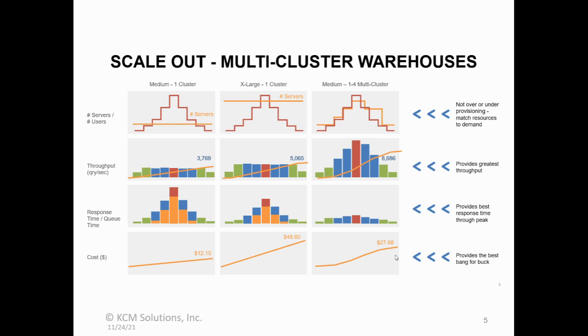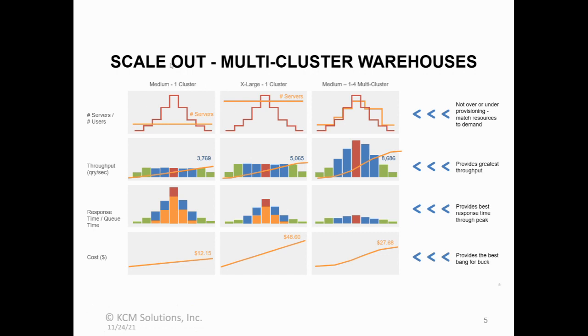Now, this is best used for concurrency issues, such as, let's say in the morning, you have a bunch of BI users that need to refresh their dashboards and everyone's running their queries. This would be best for them. So you'll see in the top row, this is a medium 1 cluster, so 1 server, extra large 1 server, medium 1 to 4 clusters.